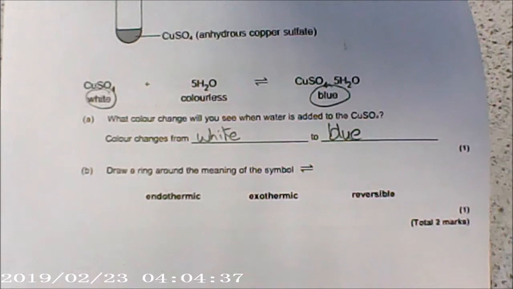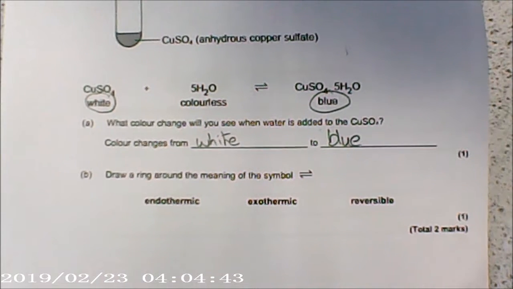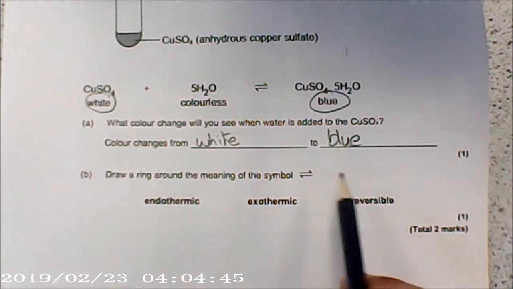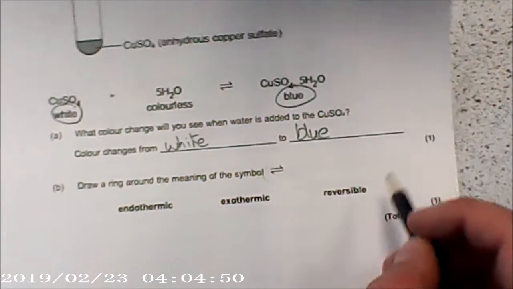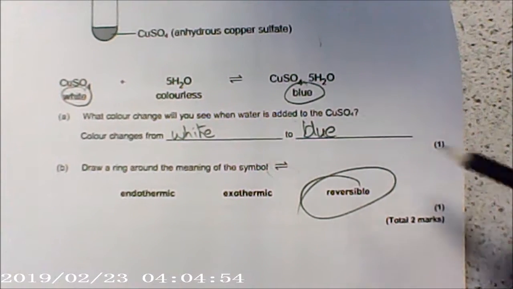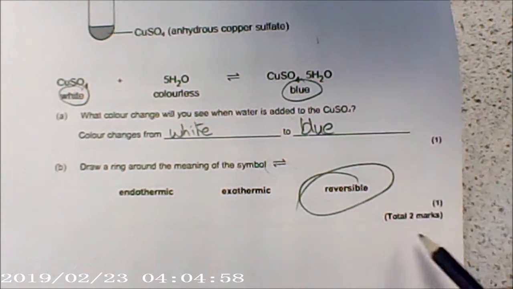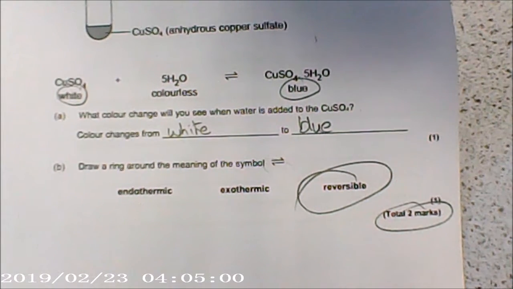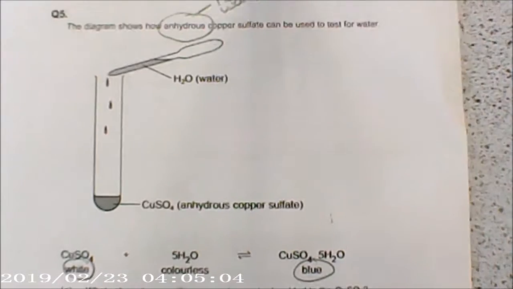Next one. Draw a ring around the meaning of the symbol. Endothermic, exothermic are involved. One would be exo and one would be endothermic, but the actual symbol means that it is reversible. Okay, so 1 mark for white to blue. 1 mark for reversible, with a total of 2 marks. So give yourself a total for this question.